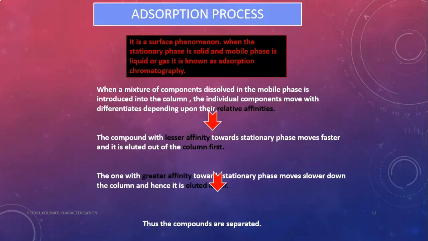As we saw in the previous slide, the blue compound has less affinity toward the stationary phase. That's why it is eluted out from the column first. We can also say that the blue compound has high affinity toward the mobile phase, because the mobile phase and the compound are moving together. So it has the same meaning.